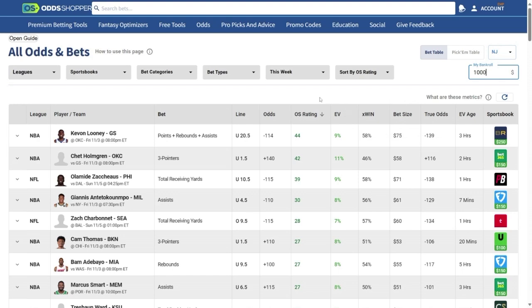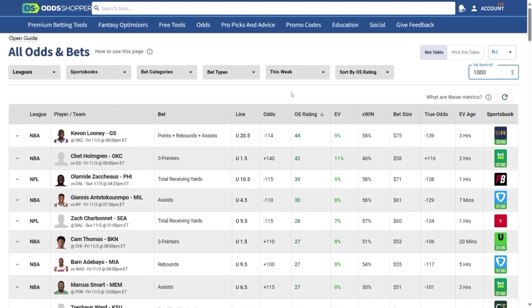Now, you're also going to see over here something called an OS rating. This is our rating system for all the individual bets. So taking all this information into account on screen, the expected win rate, the bet size, the true odds, this is going to sort the bets in terms of which ones are the highest priority and best bets for the day. It's a rating system.